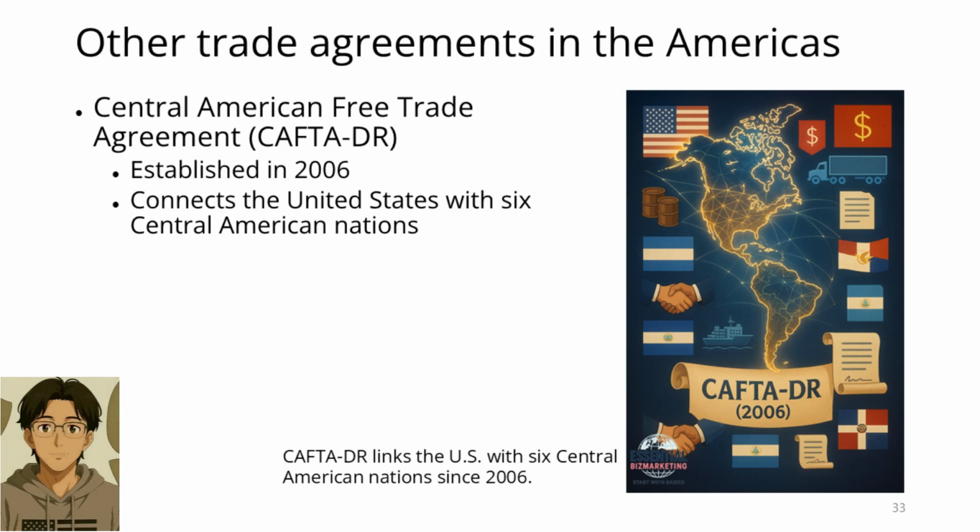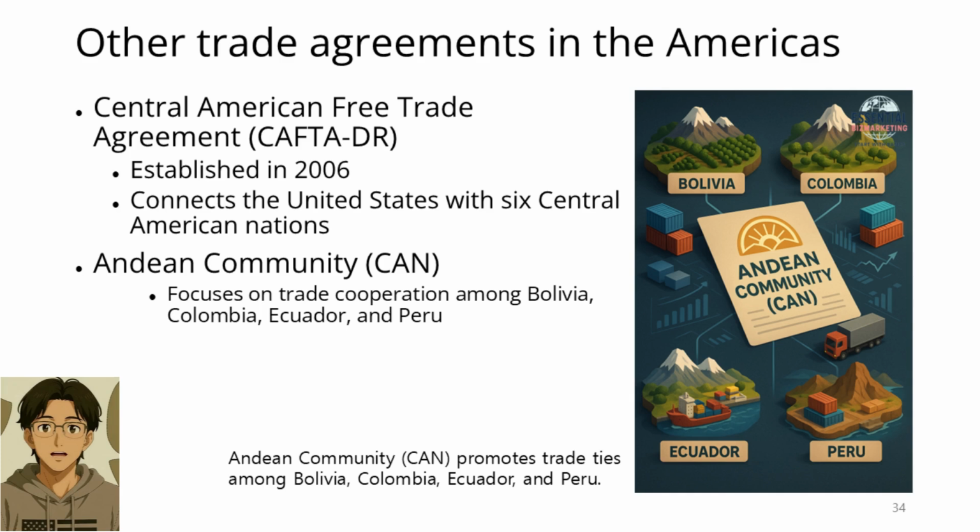The Central American Free Trade Agreement, signed in 2006, connects the U.S. with 6 Central American countries. It was designed to enhance trade efficiency and reduce barriers across the region. The Andean Community promotes economic cooperation among Bolivia, Colombia, Ecuador, and Peru. It focuses on tariff reduction, common external policies, and shared sector strategies.